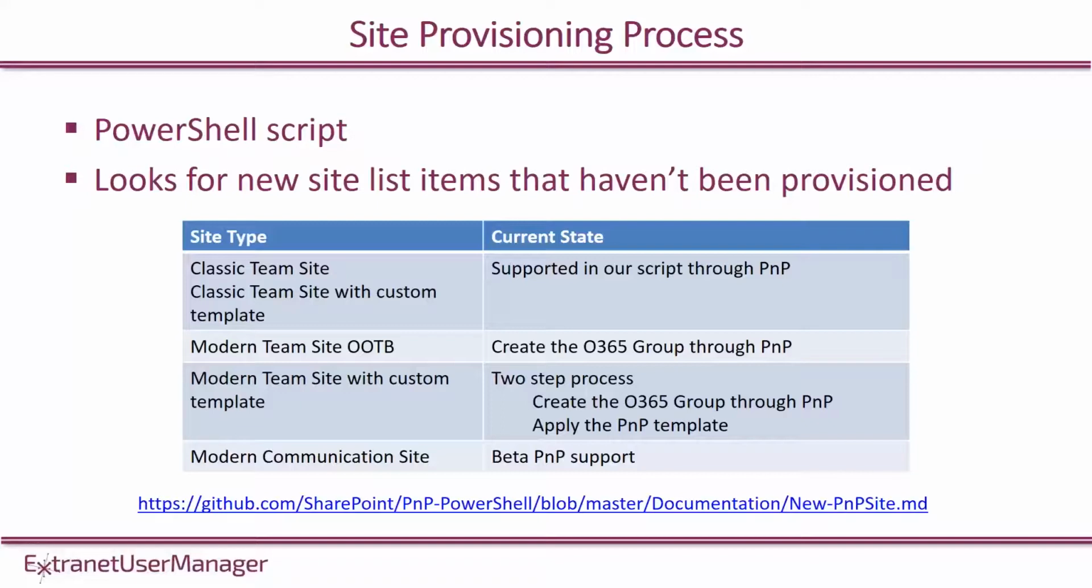Now, depending on the type of site that you requested, there's a different state of where we've gotten with that. If it's a classic team site or one with a template, that's something that we support today in our script using the PNP stuff. If it's a modern team site, this is still evolving. There's sort of a 2-step process where you create the Office 365 group first, and then you go apply the PNP template to the SharePoint site that results from that. And there's some timing challenges there that, if you do the second step right away, is the SharePoint site actually there to apply the template to? So we're still working out a few details there.